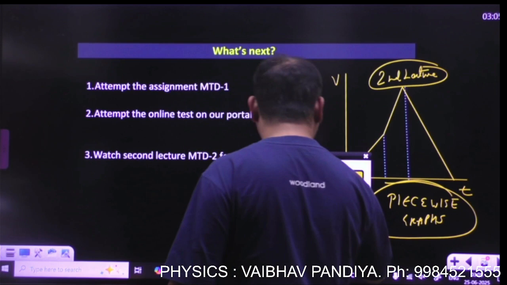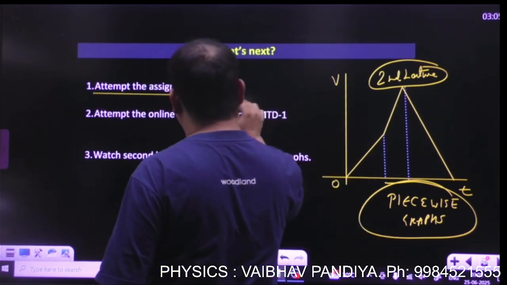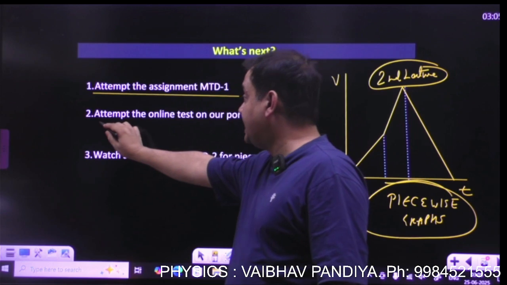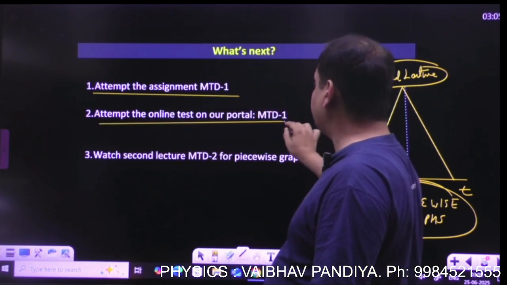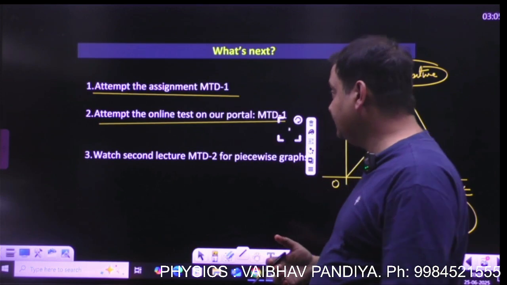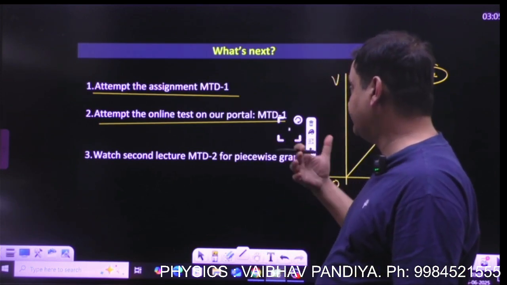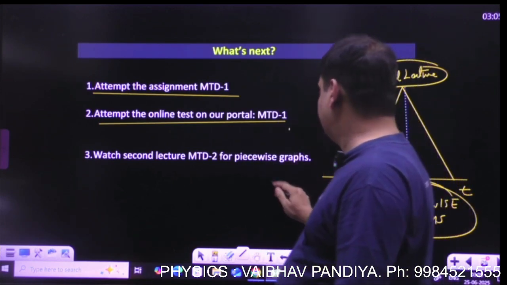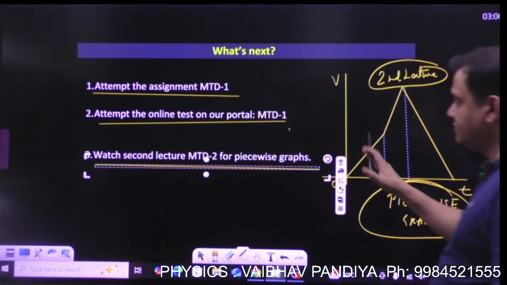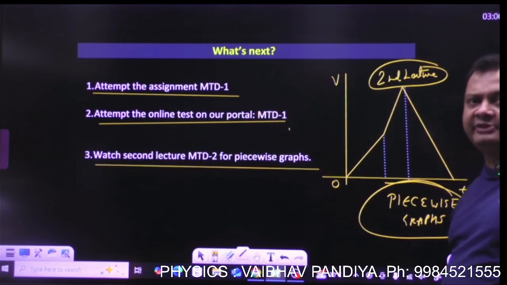But before that, we have to get full fluency over the skills taught in lecture 1. So go through the assignment MTD1, complete it. If you have any doubt, get in touch with me. Then after completing this, you can attempt the online test on our portal, test code MTD1, to test your understanding and excellence over this lecture. And then you can go for watching the second lecture MTD2, in which we will see the piecewise graphs. Okay.